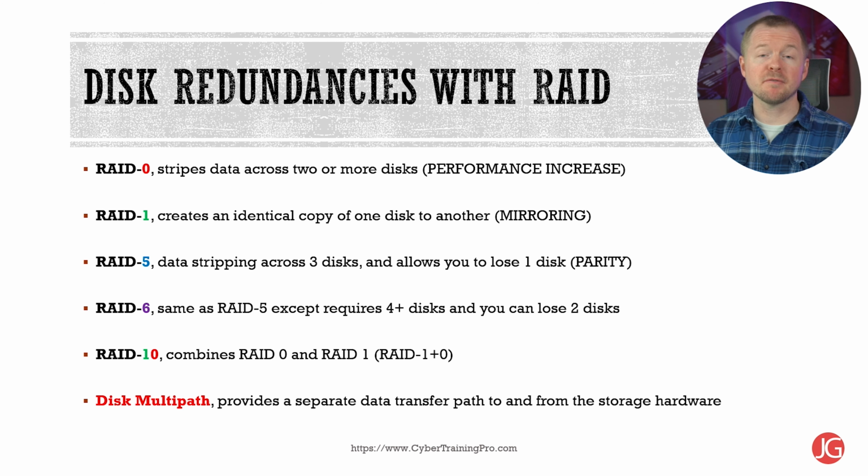Disk multipath provides a separate data transfer path to and from the storage hardware. If one path fails, the second path can handle the transfer, or if both are working, then there's an increased performance. This is implemented using something called a storage area network, or a SAN system, which is complex and expensive.